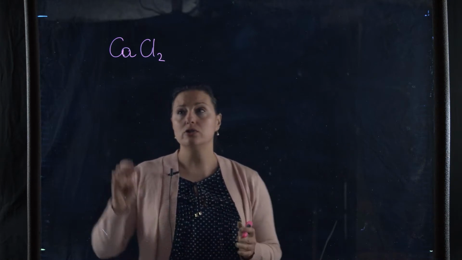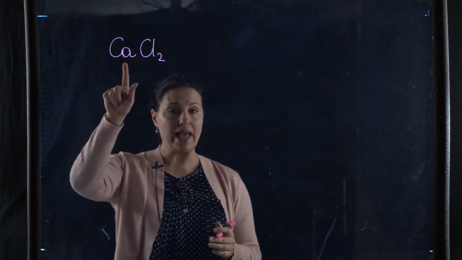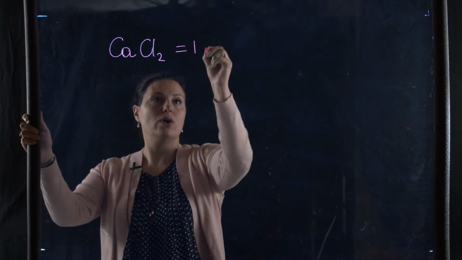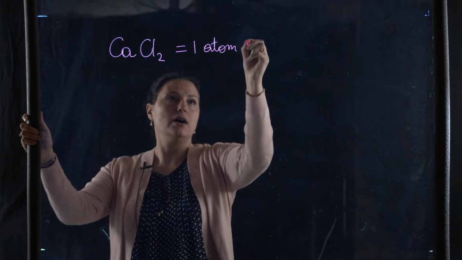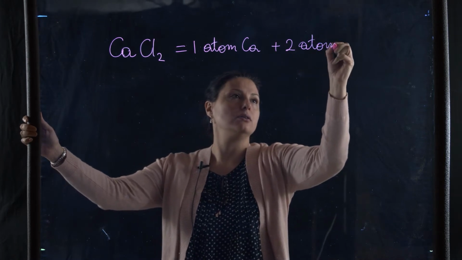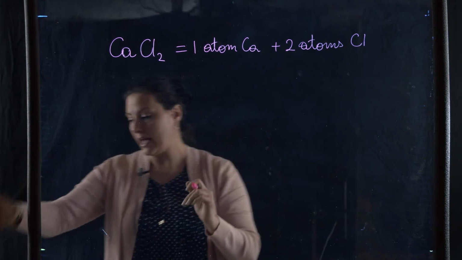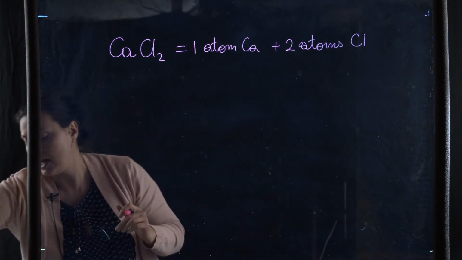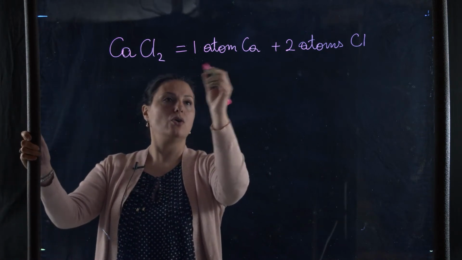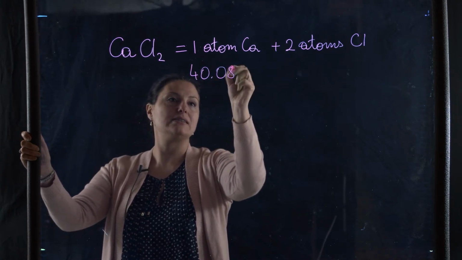Well, if I were to just look at one molecule, I would know that I have 1 atom of calcium and 2 atoms of chlorine. So I would say I have 1 atom of calcium plus 2 atoms of chlorine. 1 atom of calcium, if I look that up in the periodic table, I would see that is about 40.08. So 1 atom of calcium weighs 40.08 AMU.